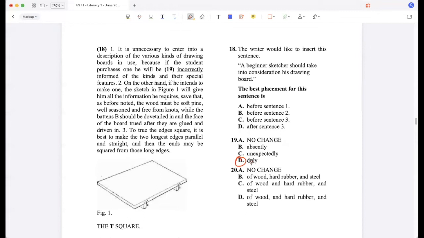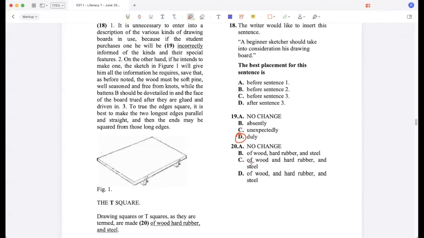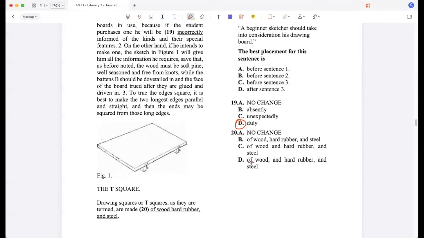On the other hand, if he intends to make one, the sketch in figure 1 will give him all the information he requires, save that as before noted, the wood must be soft pine, well seasoned and free from knots, while the battens should be dovetailed in and the face of the board trued after they are glued and driven in. To true the edges square, it is best to make the two longest edges parallel and straight, and then the ends may be squared from those long edges. Drawing squares, as they are termed, are made of wood, hard rubber, and steel.